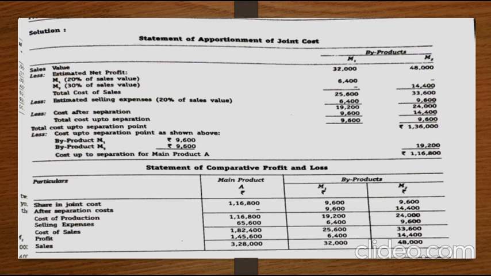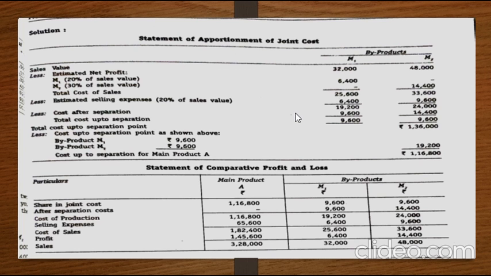But for main product A, the percentage of sales is not given. But we have the sales value, which is 3,28,000, specified in the question. We know the cost of sales, which is 1,82,400, and we know the total sales, which is 3,28,000. So sales minus your cost will give you profit. So 3,28,000 minus 1,82,400 will give you 1,45,600. So the profit for main product A is also found by subtracting the cost incurred from sales.